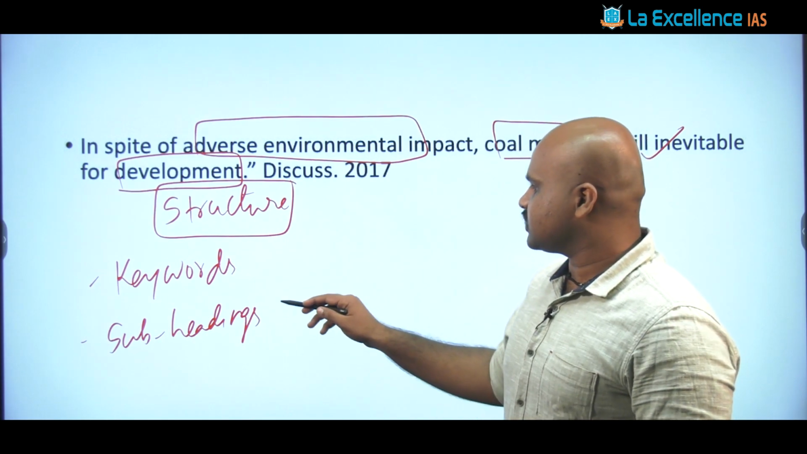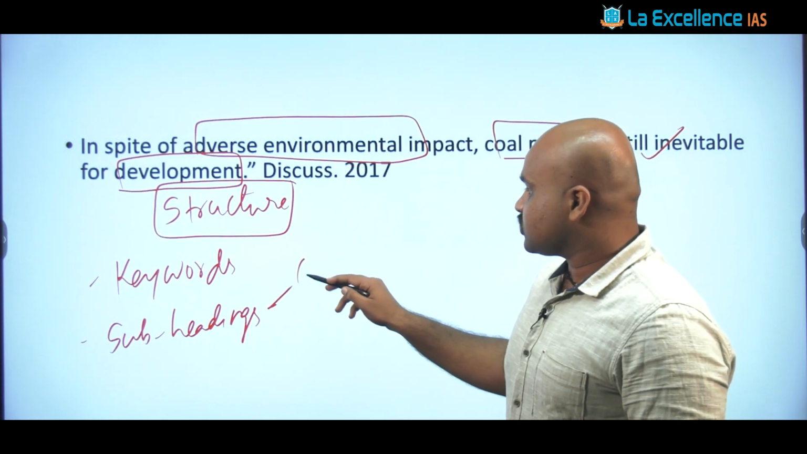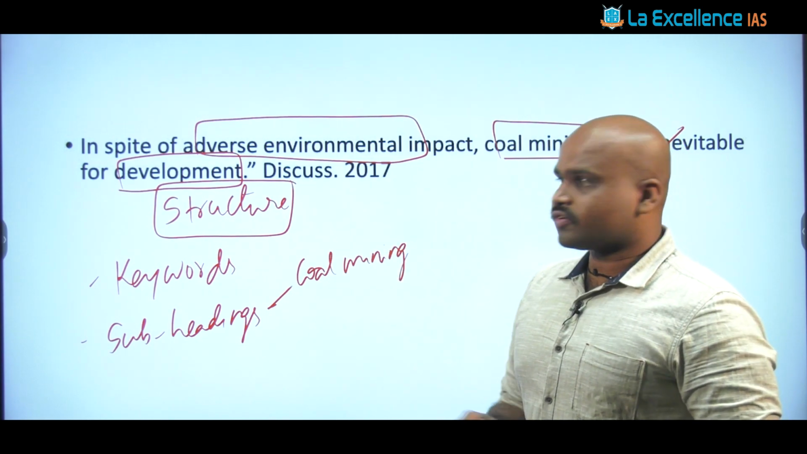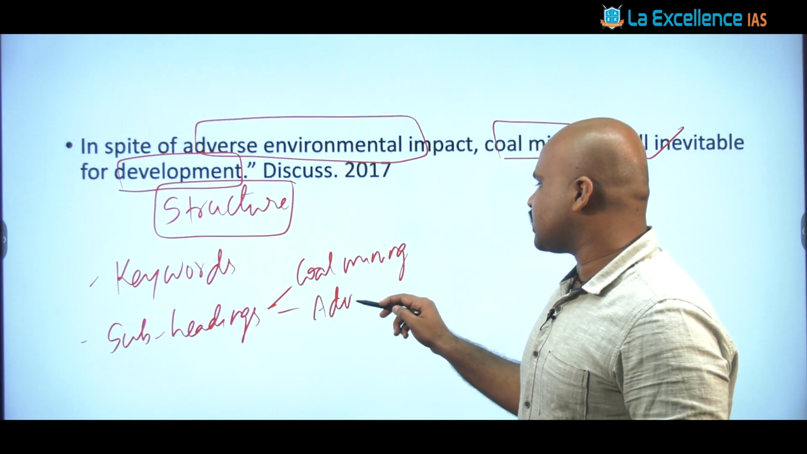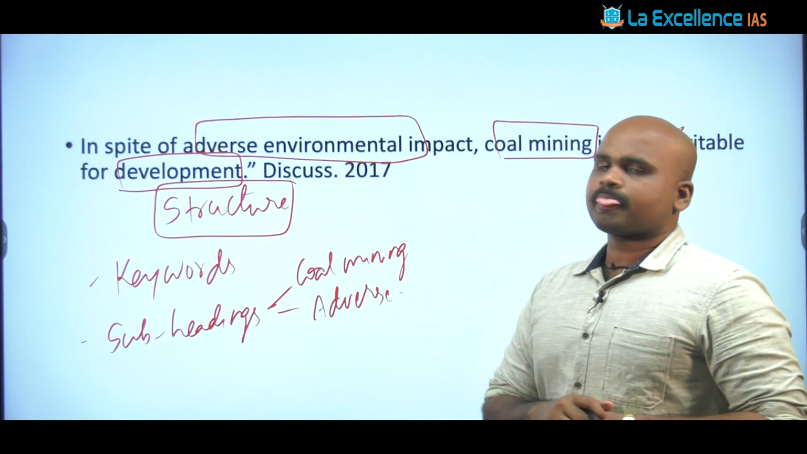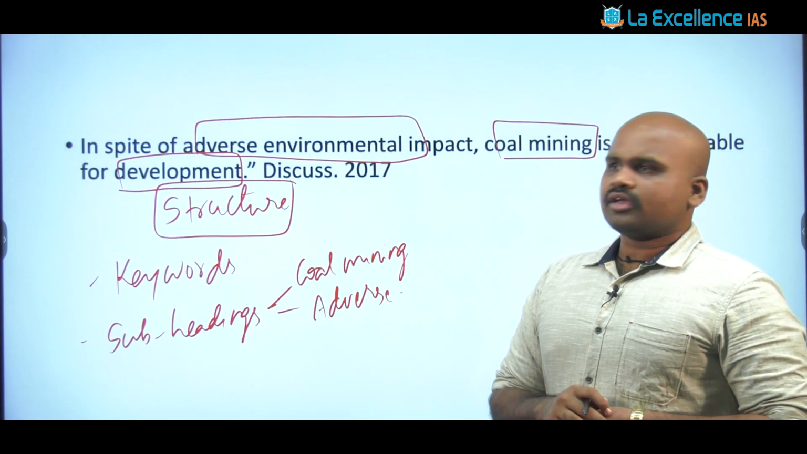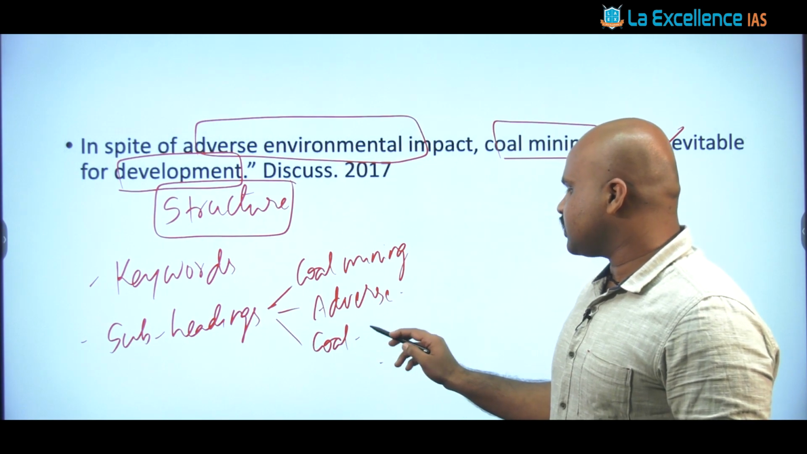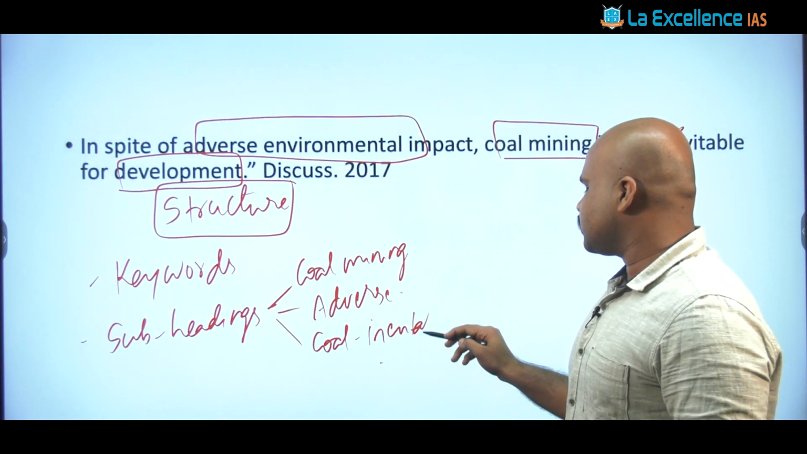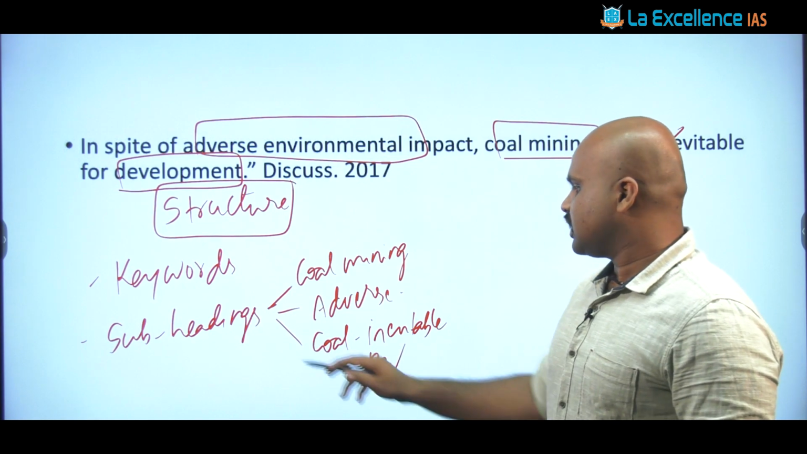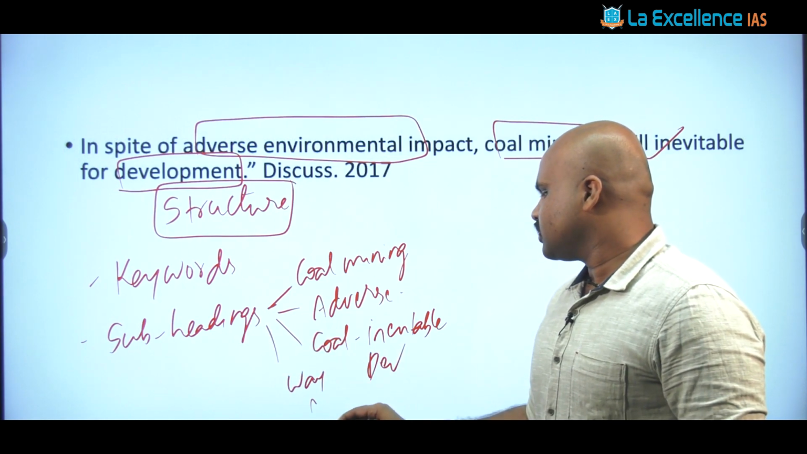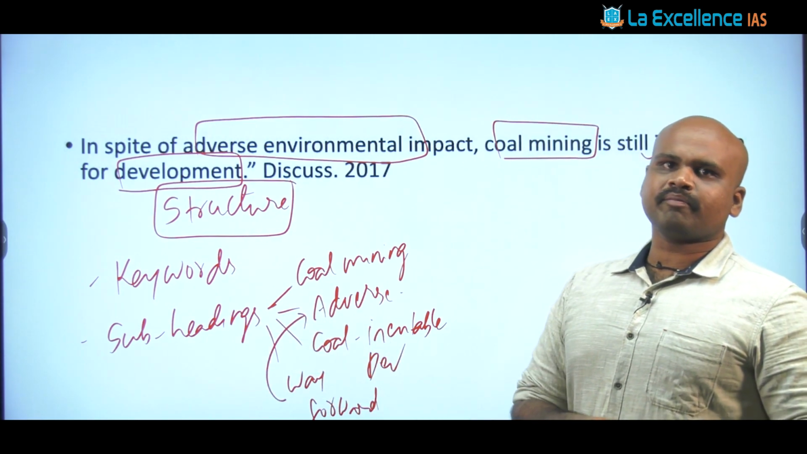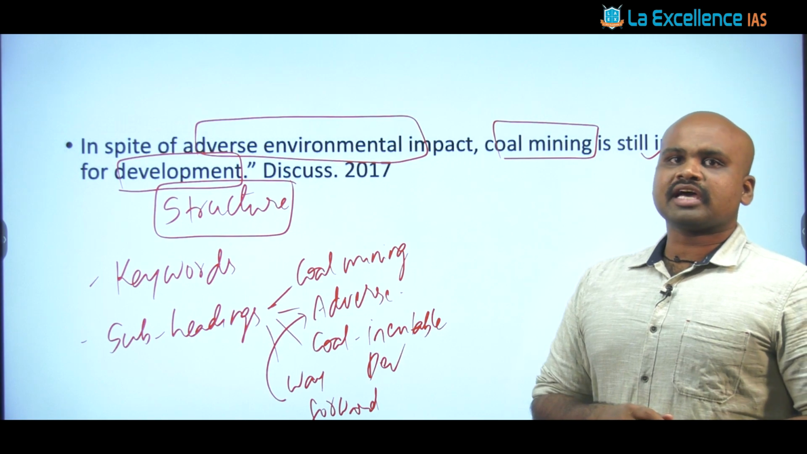And when you look at the subheadings, we will talk about the status of coal mining in India. Apart from the status of coal mining, what are the adverse effects that are present with respect to this particular coal mining? And apart from that, why is this coal inevitable for the development? And what is the way forward in tackling the adverse environmental impact of this particular coal mining as an activity?